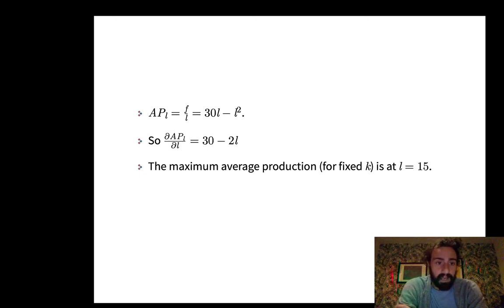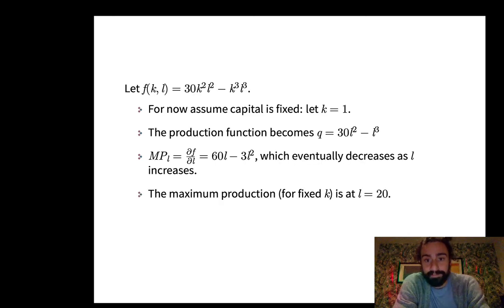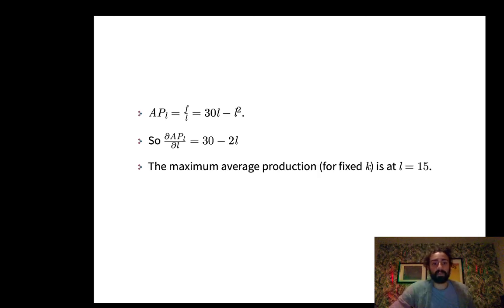They are correct. The average productivity of labor is just the production function divided by the amount of labor hired. And that would just be 30L minus L squared, right? So that's just this second bullet point divided by L. And we could ask, where's the highest average production for a fixed K? That's when the derivative of the average productivity of labor with respect to L is equal to 0. You can take the derivative of that first line, you get 30 minus 2L, that's equal to 0 at 15. So that means that the highest average productivity is when you have 15 laborers.